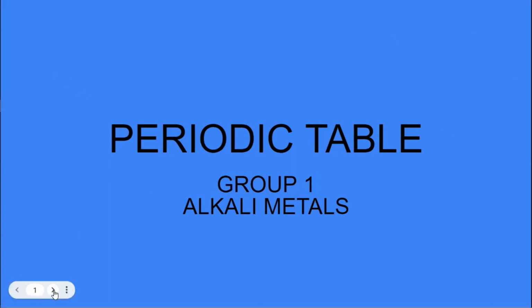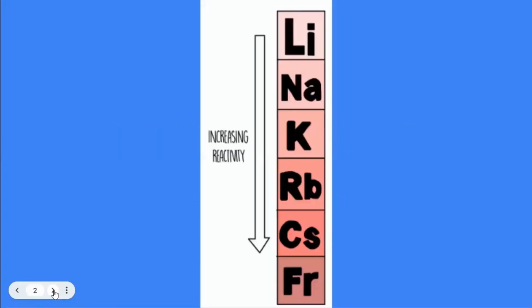So let's start. What are group 1 elements? Group 1 elements are called alkali metals, and there is a reason behind it. Why do we call them alkali metals? So first of all, let's see what are group 1 elements. They are lithium, sodium, potassium, rubidium, cesium, and francium.